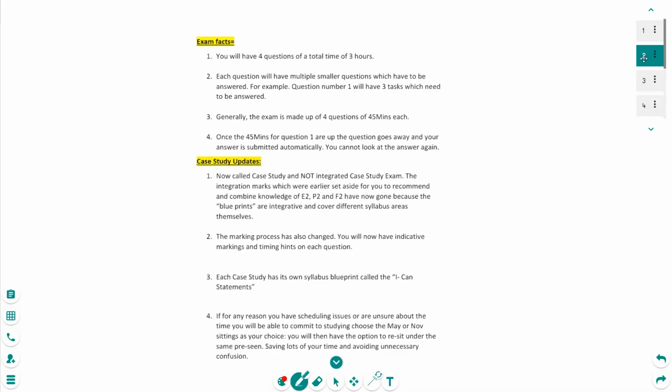Now, the exam is a computer-based exam. You will have 4 questions and a total time of 3 hours. Meaning, each question, they have given you 45 minutes. So, the exam is made up of 4 questions and 45 minutes for each question, which makes up your 3 hours.